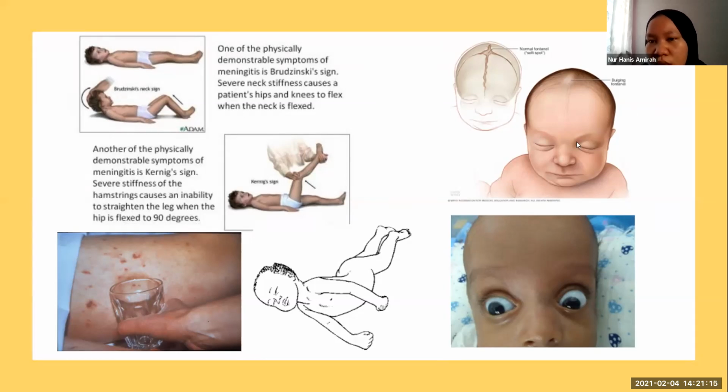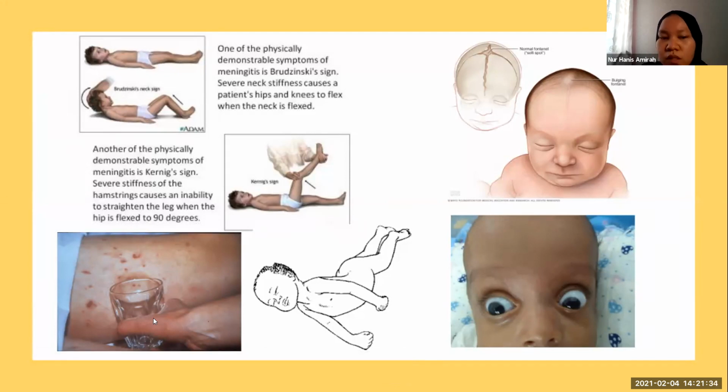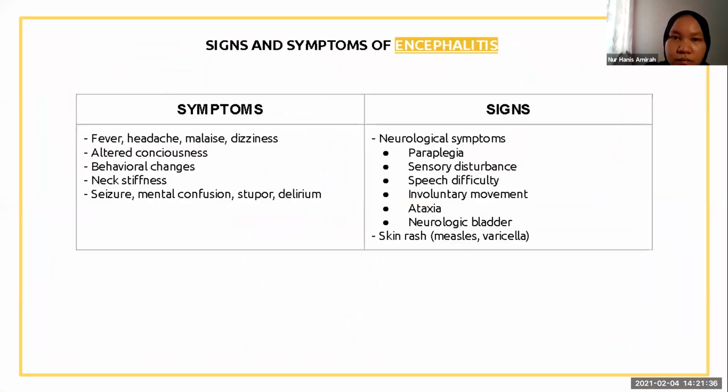And then this is the bulging fontanelle. Below here is the sunken eye, and then this is the opisthotonos. And then this one is the non-blanching rash, which is suggestive of meningococcal septicemia.